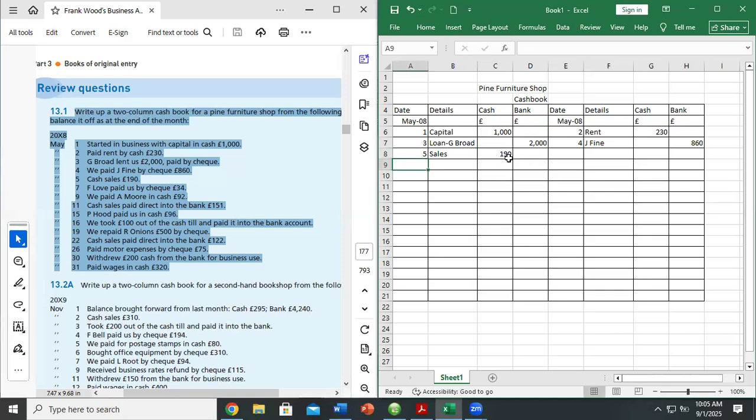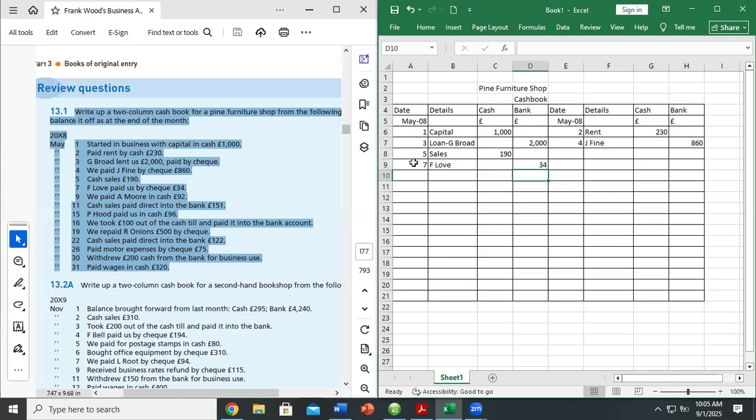On the 7th, F Love paid us by check. So F Love paid the shop by a check of 34 pounds. On the 7th, payment received from F Love. This is check, so it goes under the bank 34.